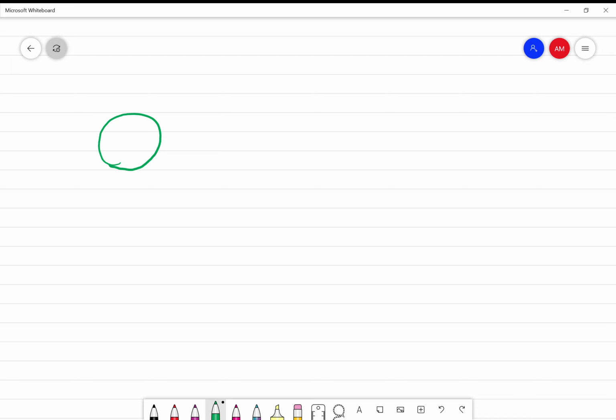and we want to calculate the gravitational force. So I'm going to write Earth here. And then we're going to calculate the gravitational force between Earth and, let's say, an object here.